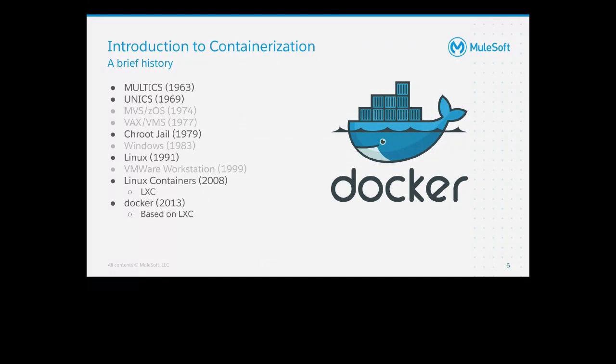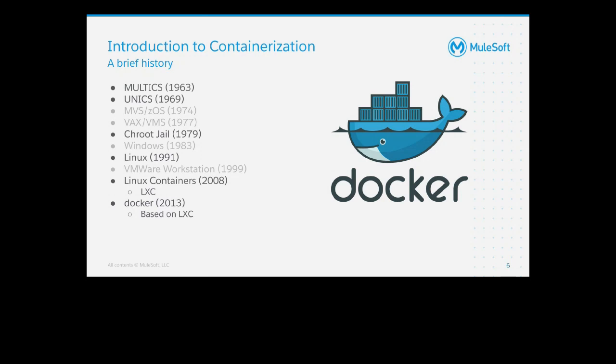Just for comparison, the grayed out operating systems, MVS or z/OS, IBM's mainframe operating system, wasn't started until 1974. VAX VMS started in 77. And then in 79, the first version of containerization was created, and that was change root jail or chroot jail. That was in 79. That was 4 years before Windows was launched.